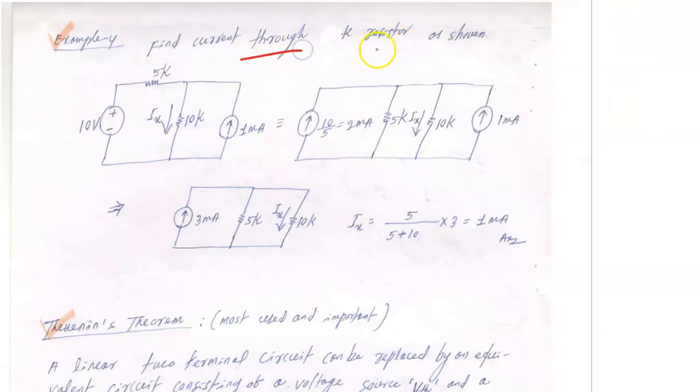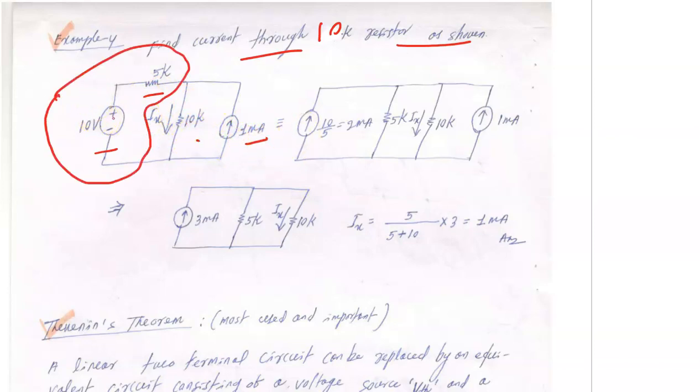Find the current through the 10 kilo resistor as shown. This is the 10 volt, this is the 5 kilo, this is the 1 milliampere, and this is 10 kilo. So you can easily make source transformations. 10 upon 5, that is 2 milliampere. 5 kilo, 10 kilo, and 2 milliampere. So 2 milliampere, 1 milliampere, both in the same direction, and they are in parallel. So from the basics you can add this.